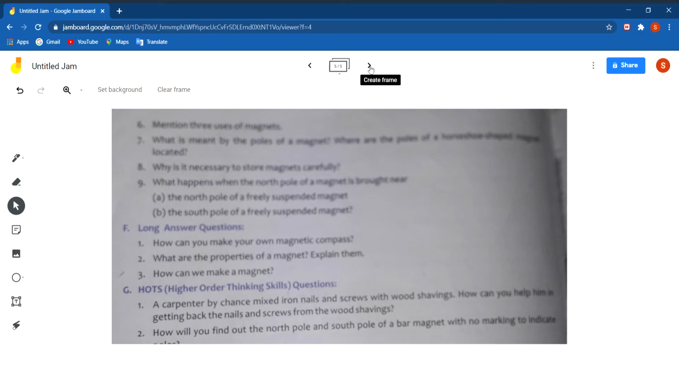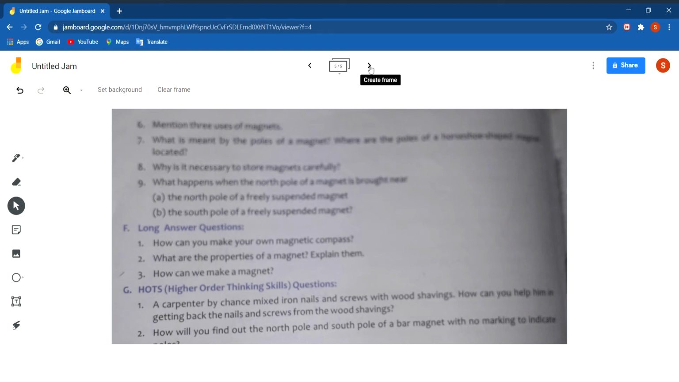Now the next questions are long answers. How can you make your own magnetic compass? The making of a magnetic compass is given on page number 127, activity 5. To make a magnetic compass, you can write from here. Things needed: a sewing needle, a bar magnet and a cork. Then the method and observation are given. Write your answer from page number 127.